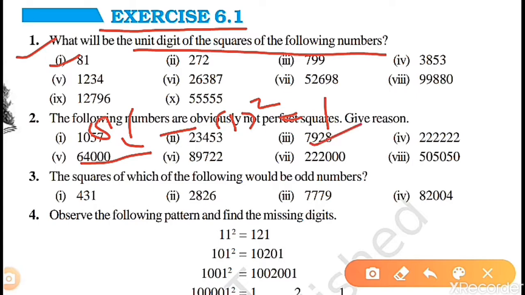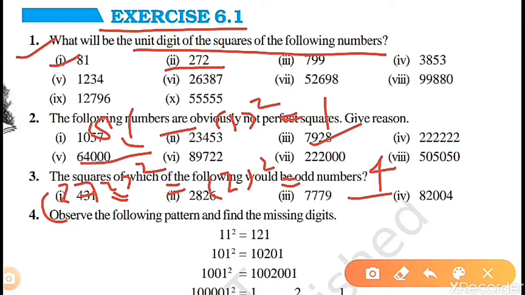Similarly, we will do the next, that is 272, and we know 272 is ending with the digit 2. If we square this 2 we will get 4, so we can say this whole number will be ending with the digit 4. The square of 272 will be ending with digit 4.